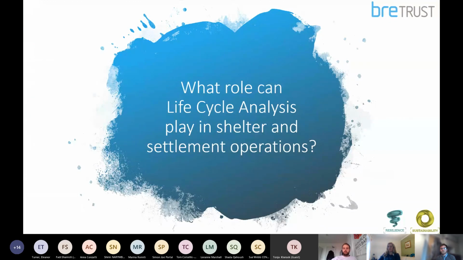So I'm going to hand over to Stephen now, who's going to talk a bit about the role that lifecycle analysis can play in shelter and settlement operations. All right, thanks, George. So if you just flick to the next slide.